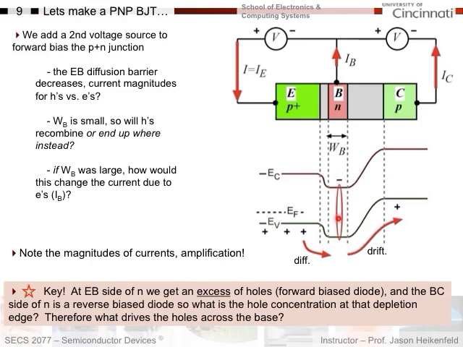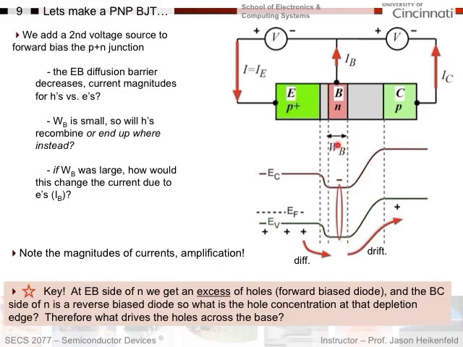Now, if WB was large, let's say we made WB really large, how would this change? Well, if WB was really large, you'd have such a long distance as holes tried to make it across here, they would all recombine, and then we wouldn't see what we see here, which is that my base current is really small and my emitter current is really large. That's the key point. That's what makes this a transistor. Because I made my base width small, I can get electrons sitting in here, and because this is lightly doped and this is heavily doped on this side, I have very few electrons going this way versus holes going this way.